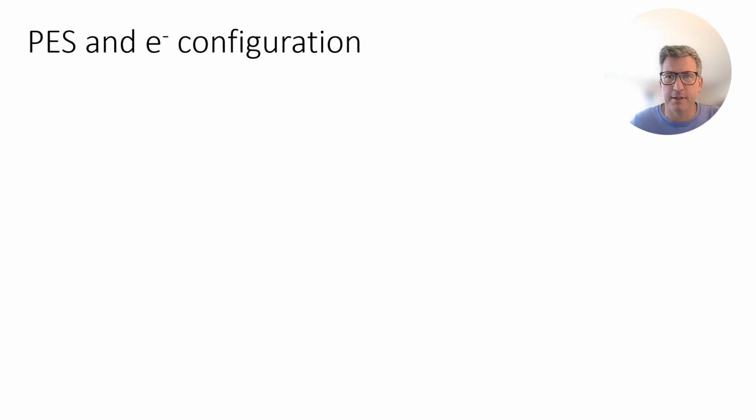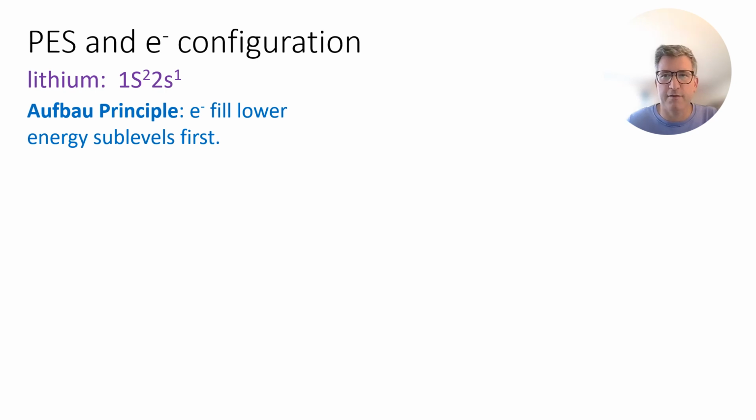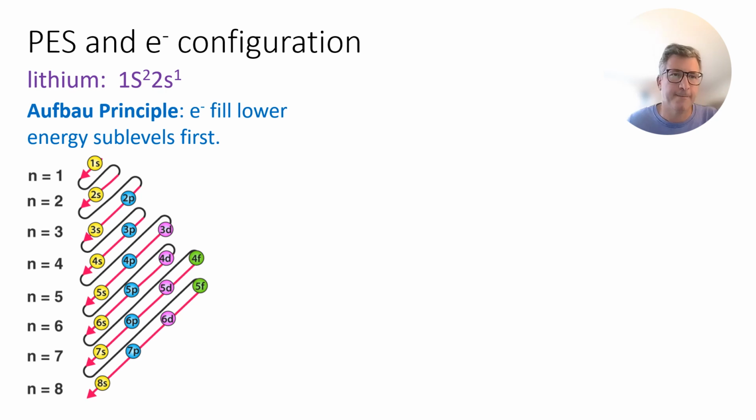All right, so let's talk about photoelectron spectroscopy and electron configurations. So let's say we have lithium, which of course we know is just 3 electrons, so 1s2, 2s1. The Aufbau principle says that we're going to fill the electrons into the lowest energy sublevels first. So using the diagonal rule here, we would put 2 electrons into the 1s, and then we put electrons into the 2s, and if we had more, we would keep going to the 2p and the 3s and so forth. So that's the Aufbau principle. Lowest energy sublevels get filled first.